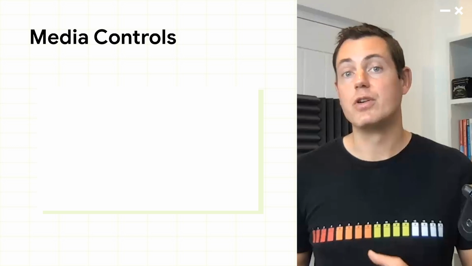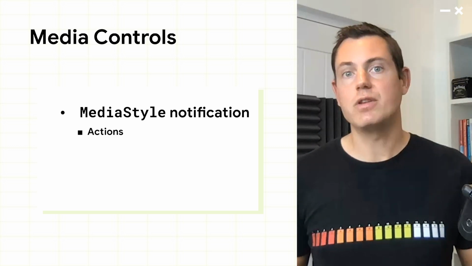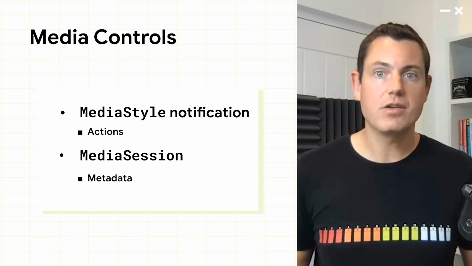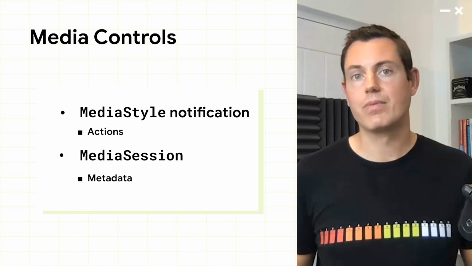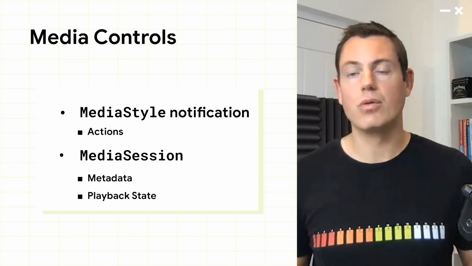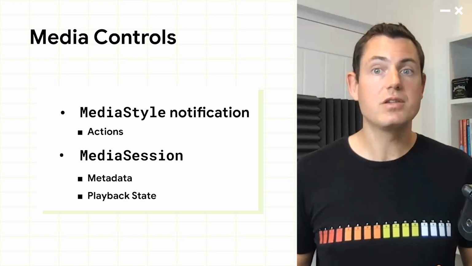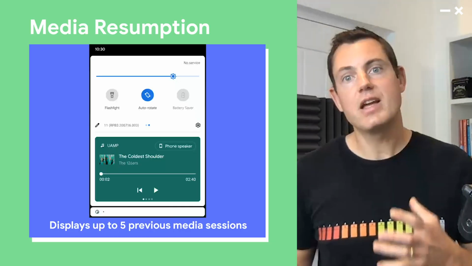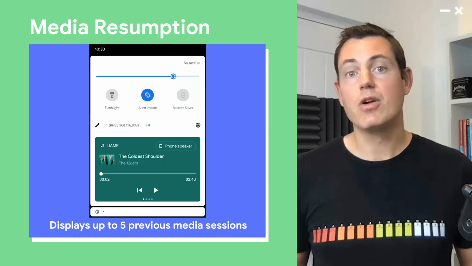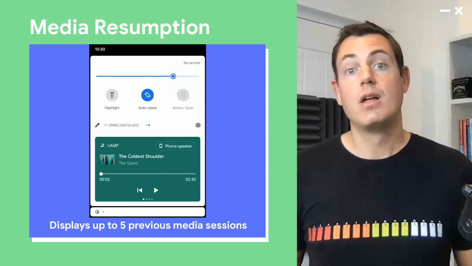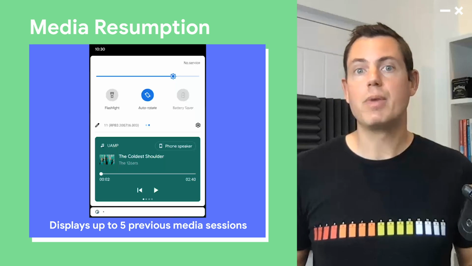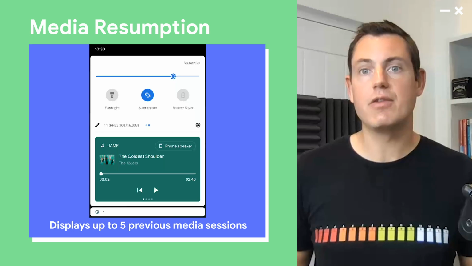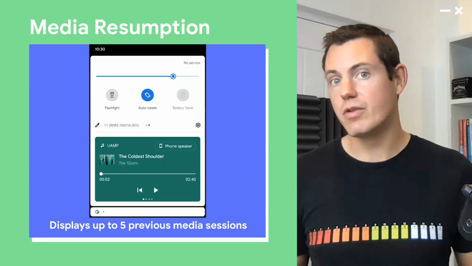So, we've covered creating a media style notification, including specifying the actions which your app supports, setting metadata for the track title and other information, and using playback state to control the seek bar. This is everything you need to know to ensure your media controls look great. So, now let's take a look at a related feature of Android 11 called Media Resumption. This feature allows you to find and resume playback of your TV episode, podcast, or drum and bass set at the exact point you left off, even after you've rebooted your device.